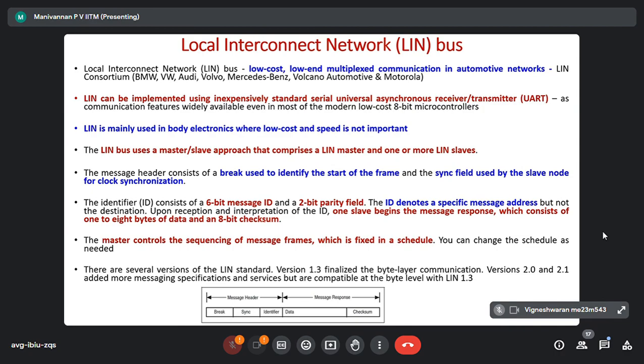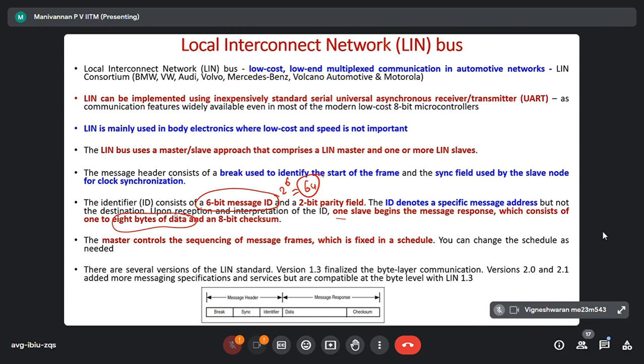Okay, then it consists of a checksum. Correct? It can transfer how many bytes. This is the message ID. Correct? 2 power 6 is 64, so 64 different types of messages can be created, but each message can have 8 bytes of data. Just like CAN bus, data can be 8 bytes. In your message, you can pack up to 8 bytes of data.